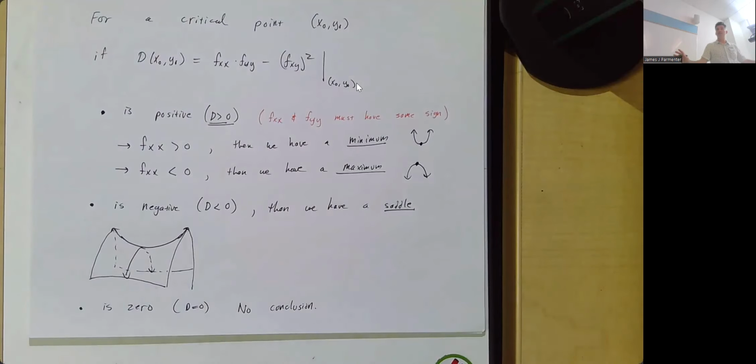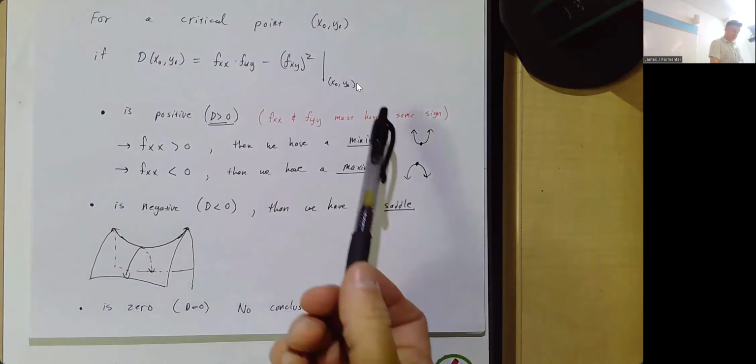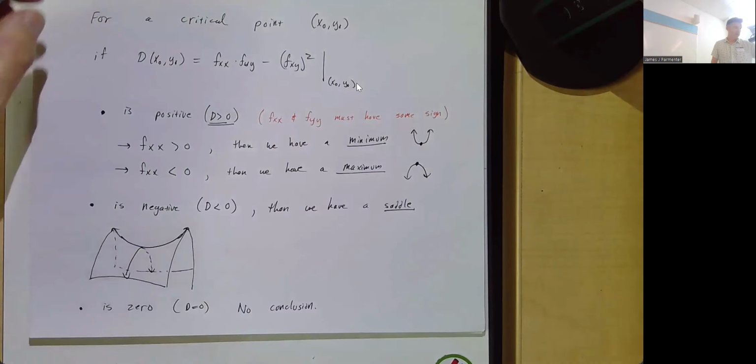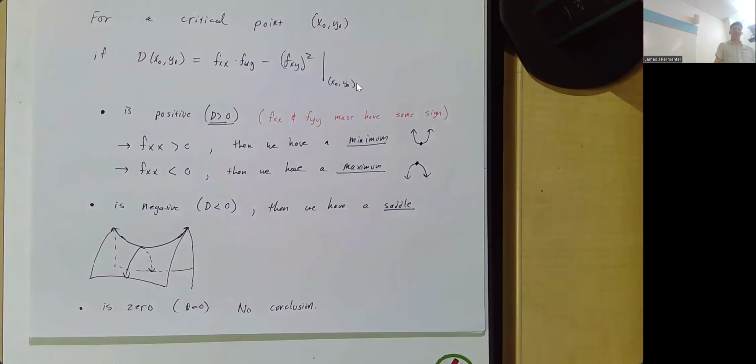So that's the whole deal. If you've got a function of two variables, you can find the critical points, and you can test to see if each critical point is either a maximum or a minimum or a saddle point by plugging them into this D thing. This determinant of the Hessian matrix is what that actually is. All right, let's look at a couple more examples.